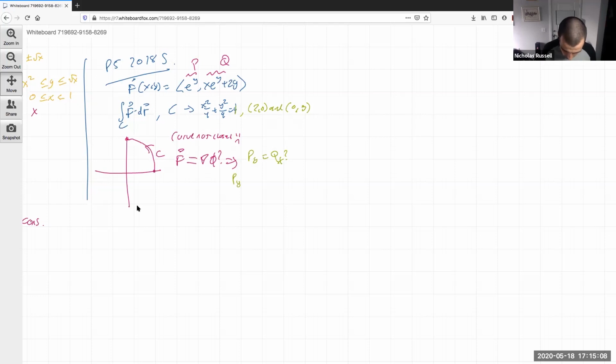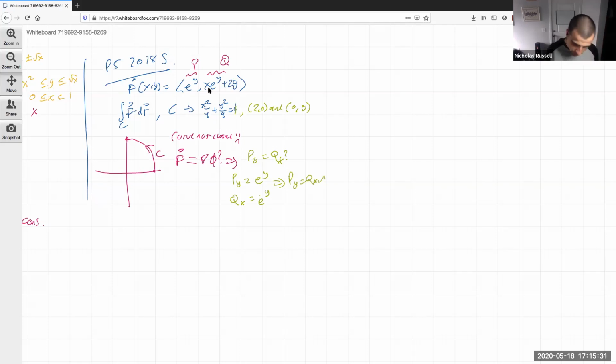P_y, if I do this, is just equal to e to the y. Q_x here, the 2y will go away, and I'm left with just x e to the y. Well, the derivative of x e to the y with respect to x is just e to the y, because x is a polynomial. So therefore, we get that P_y is equal to Q_x. And so therefore, it's conservative.